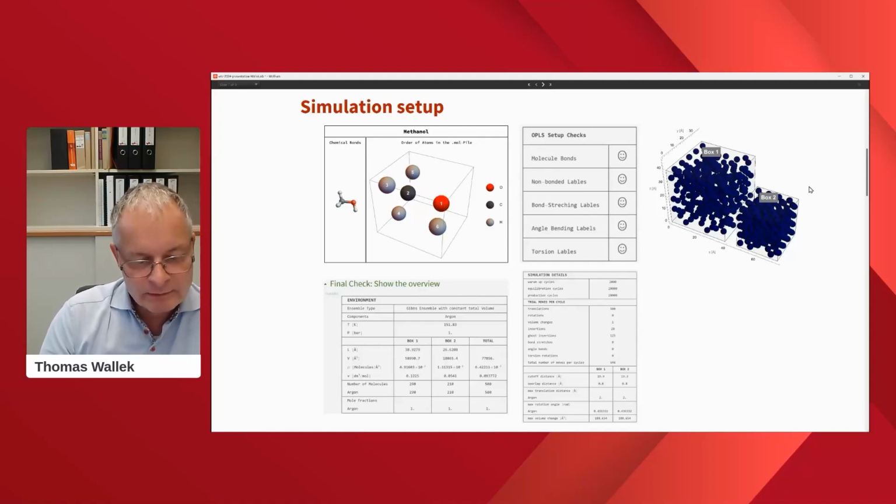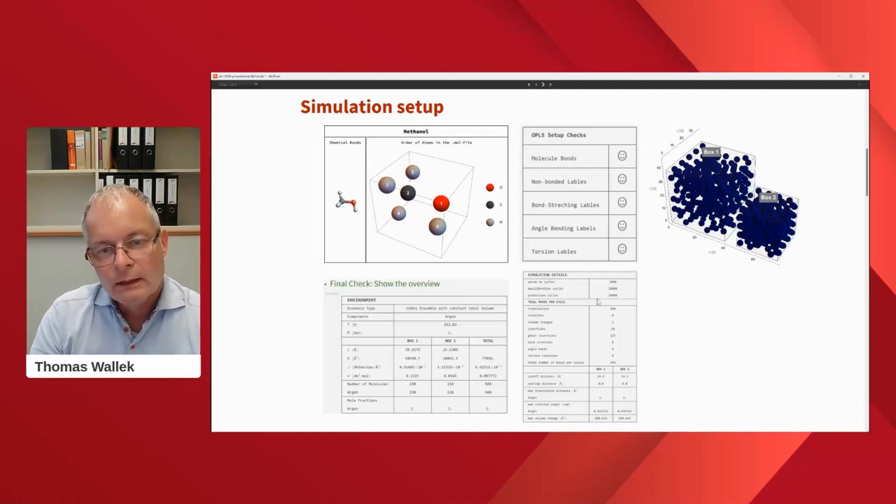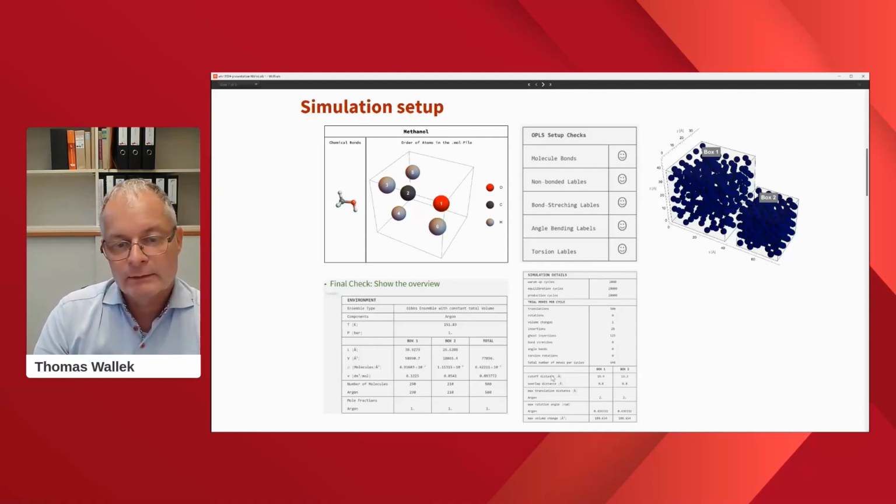Then, having completed all the required input, a final check is provided by an overview before the setup is exported and executed as a next step. And this check includes the state variables and particle numbers for the boxes, then some simulation details like the number of cycles for warm-up, equilibration, production, then the definition of the trial moves per cycle, and further things like cutoff distances, overlap radius, and so on.